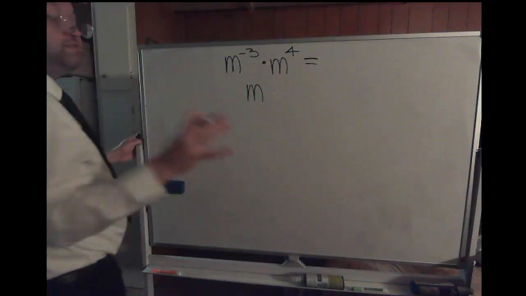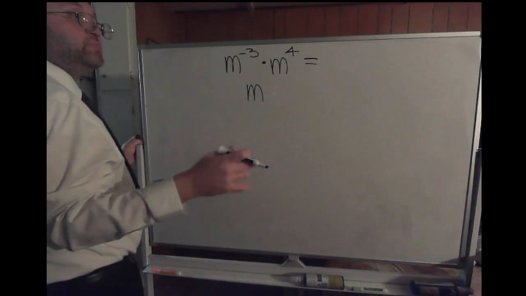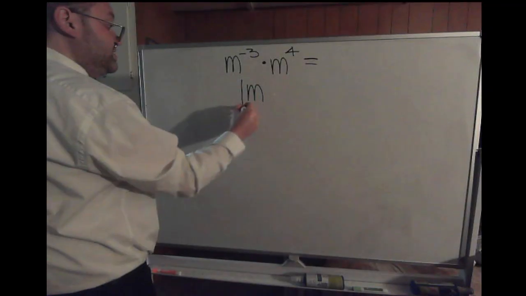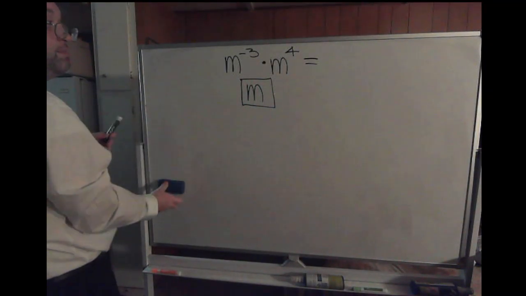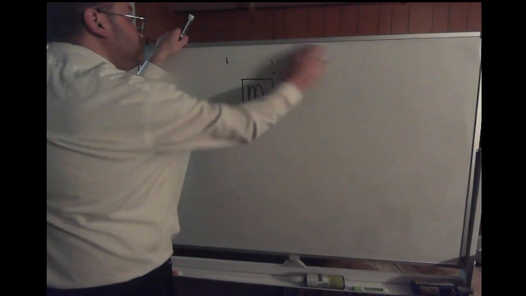Negative 3 plus 4 is what? Positive 1, which would just give me m. So the answer I should get for that would simply be m.